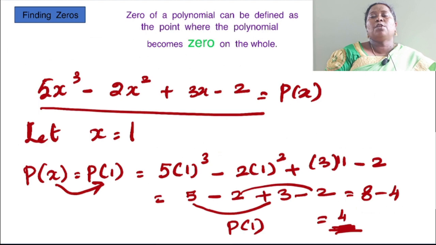For one particular value only, the polynomial will be getting 0. That value is called the root of the polynomial, or we can call it the 0 of the polynomial.